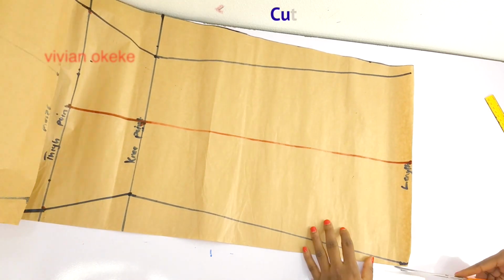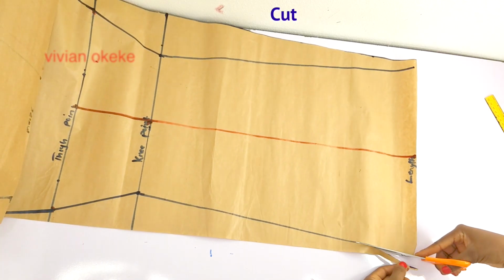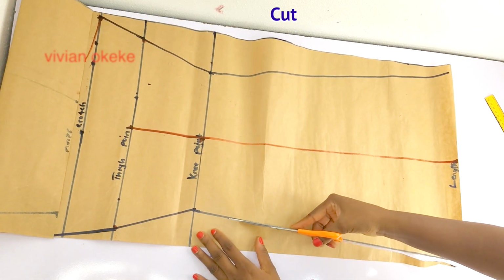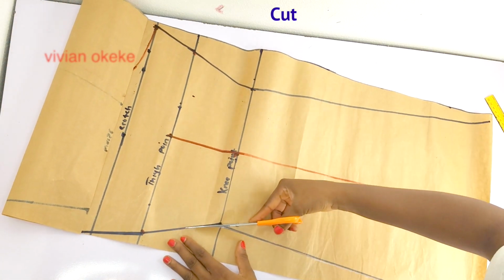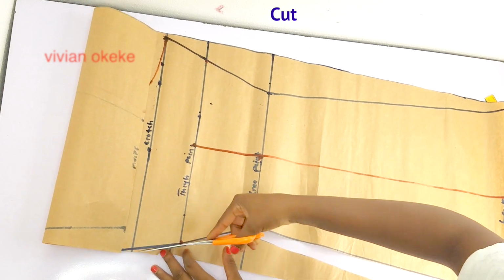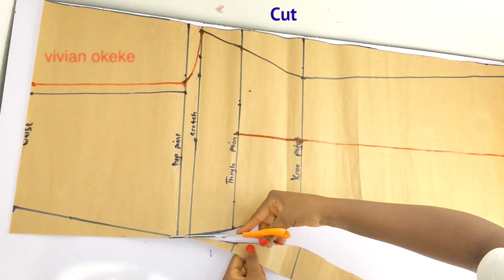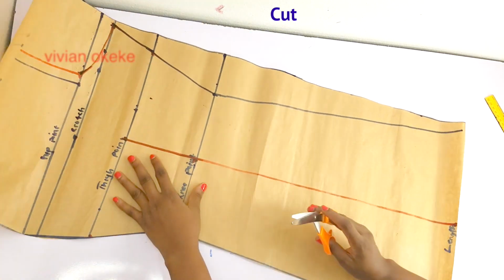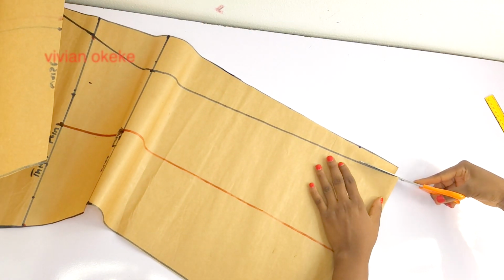So I'm just going to go ahead and cut out the part I don't need, the paper I don't need, so you guys can see my pattern clearly. And this is the front pattern of the boot cut. I'm going to be using the front pattern to cut out the back piece, and you'll be seeing how. It's just very easy.